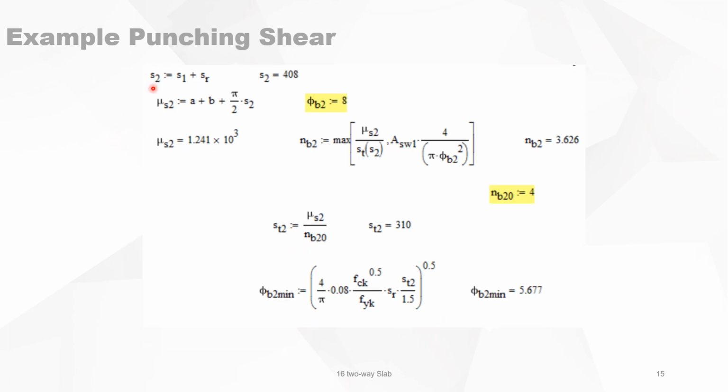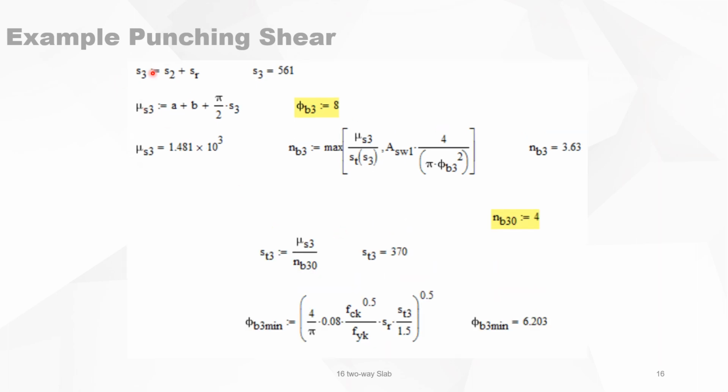We look for the third reinforcement perimeter, which is the first plus, again, the distance SR, the radial distance between the two reinforcement perimeters. This is the total length of the reinforcement perimeter. Again, we choose 8, we arrive at 4, and the minimum diameter is now 5.6. Then the fourth perimeter, we do exactly the same procedure. You will see that the minimum diameter increases all the time, but still it's 6 and we have chosen 8, so that will be fine.